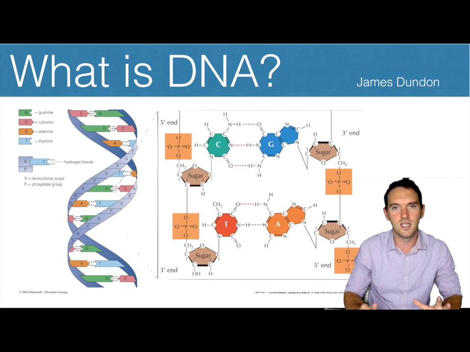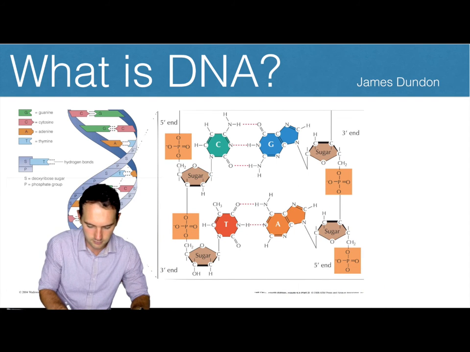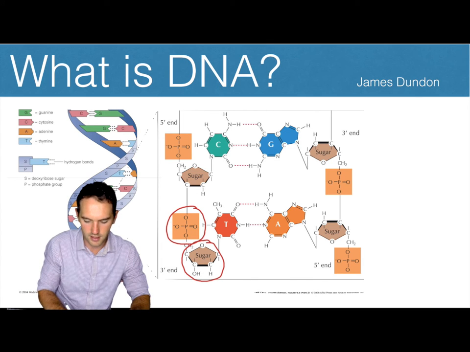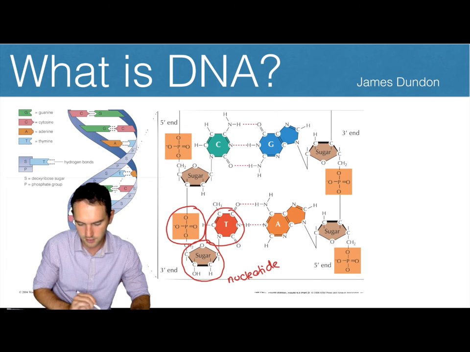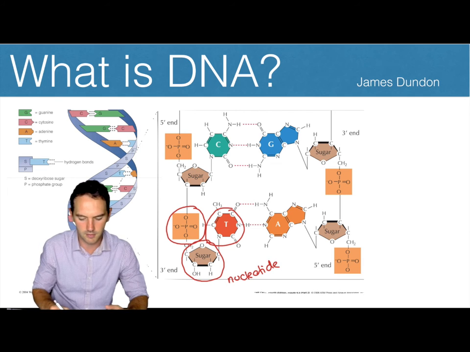So if we dive into it in a little bit more detail, you can see, here's our sugar, here's our phosphate, and they repeat up the side. Now, if we take our sugar, our phosphate, and one of our bases, that forms what we call a nucleotide. Okay, so a nucleotide is the building block of DNA, you could say. Okay, we stack these together and we get a sequence.